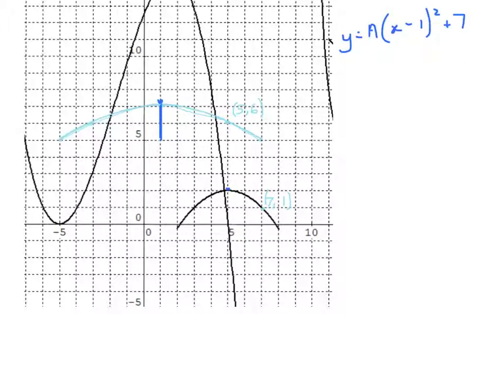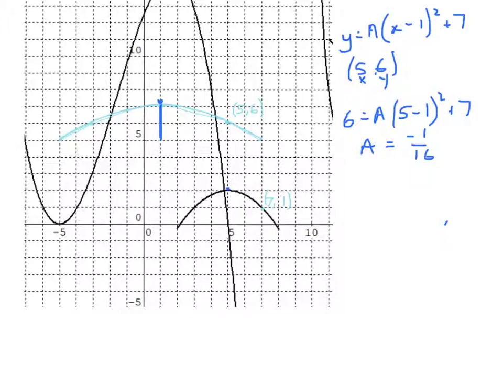Now, again, take a point. I like the point 5, 6. So if I put 5, 6 in the equation, remembering that's my x, that's my y, use equation solver. So I've got 6 equals a (5 minus 1) squared plus 7. In equation solver, execute, and I find out that my new a is -1/16.